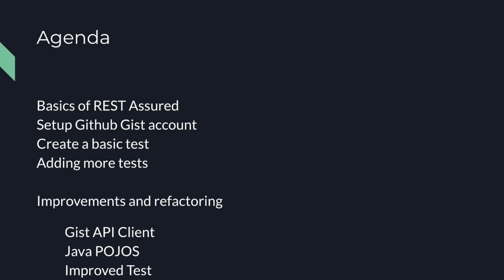We're going to create this API client we talked about, and we're going to create plain old Java objects to handle the gists. And we're going to add some more tests at the end of it to make it a complete test automation framework. We need one more additional piece of software, that's an IDE. We are going to choose the IntelliJ IDEA from JetBrains, so have that installed as well.